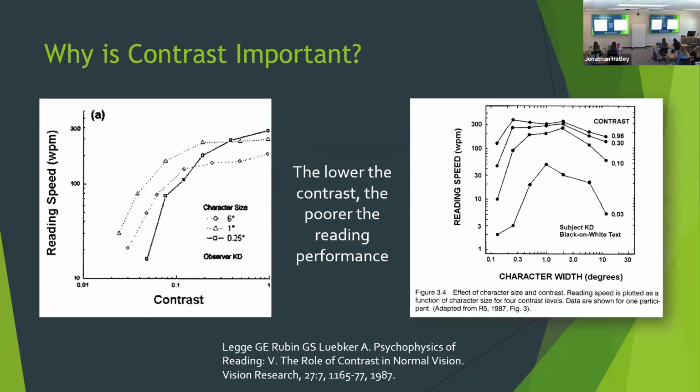Right in the middle of that CSF curve, what is it, like 4 cycles per degree, something like that? Yeah. If it's right in the middle of our spatial frequencies, then that's where we have our maximum contrast sensitivity. These two graphs are just showing you that lower contrast equals poor reading performance, and I've already said that.